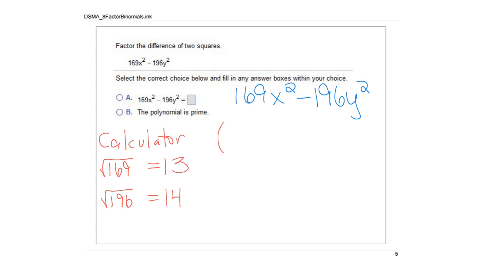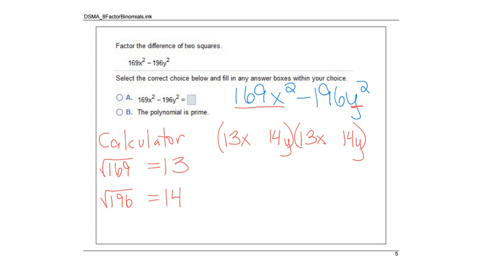So now what I have to do is very carefully, because I have a lot going on in here, take the 169, and that would be 13 times 13. Then I'm going to put the x in there, because x times x would give me x squared. Then I'm going to come on the other side. 196 is 14 squared, so I have 14 times 14, but don't forget the y right here. So I would need a y here and a y here.